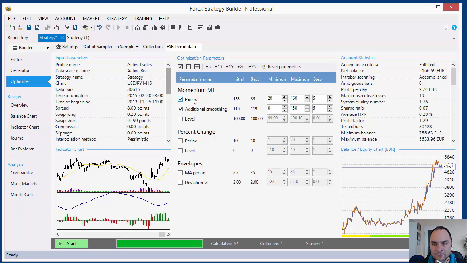The optimizer finished here, and the strategy looks much better. What I have 65 and 119.